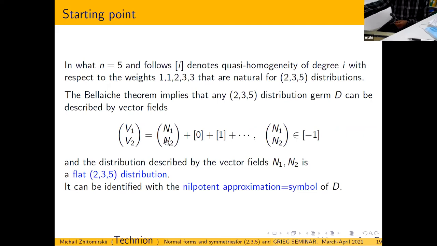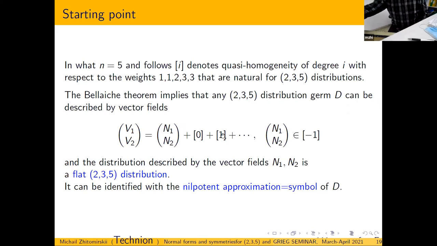It is unique after a change of coordinates, because the flat distribution is unique, because the five-dimensional nilpotent Lie algebra is unique. Okay, we can write it in different ways in local coordinates, but after a change of coordinates, this part is unique. Well, and now we are in the same framework, at the starting point of the Poincaré way.